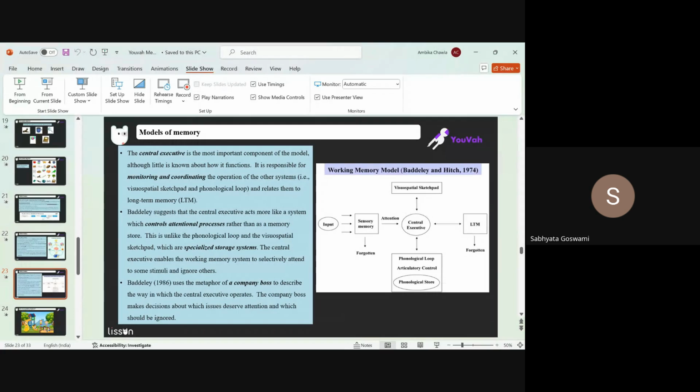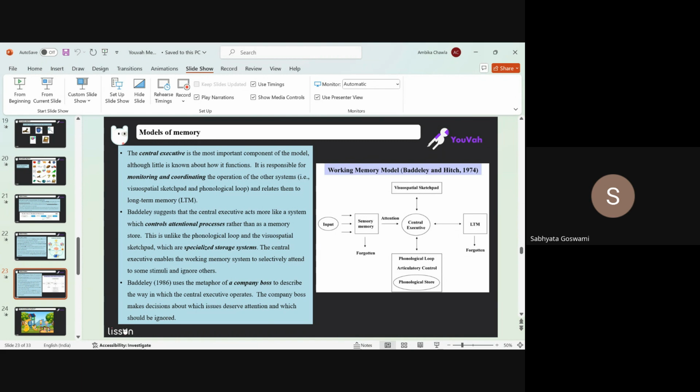Yes, so basically how it works is, just have a look at the picture. The input from our environment goes to the sensory memory, right? Once it is attended to, rather than going to the short-term memory, it goes to the central executive. And that central executive is like a company boss. So what it does is, it does not process information, it just manages attention.